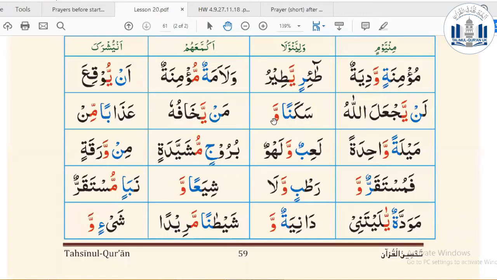Sakanu. Perfect. Excellent. Really, really nicely read. You did that perfectly, okay? So over here, you have a noon with a tanween on it, followed by a waw mushaddad, which means that when you join the noon onto the waw, you do so with a 2-second nasal sound in between.